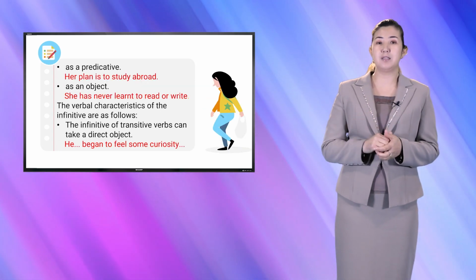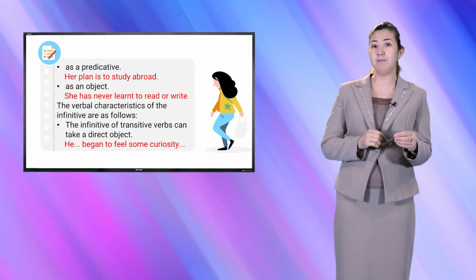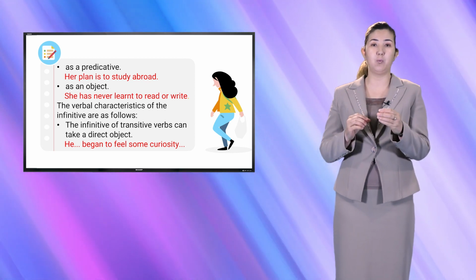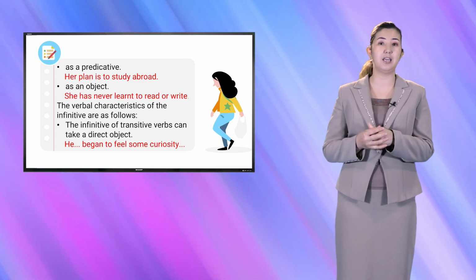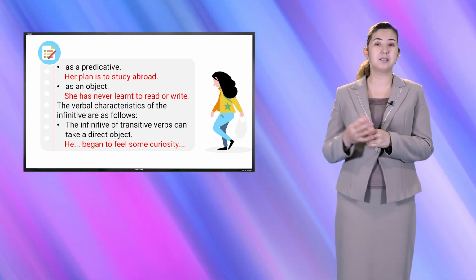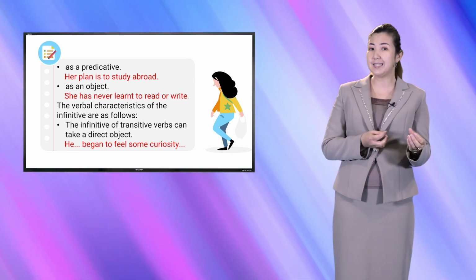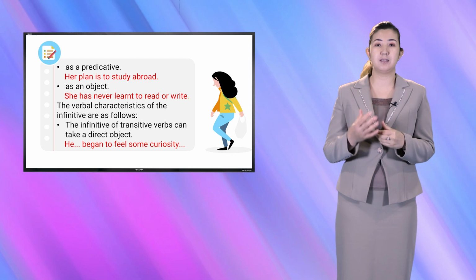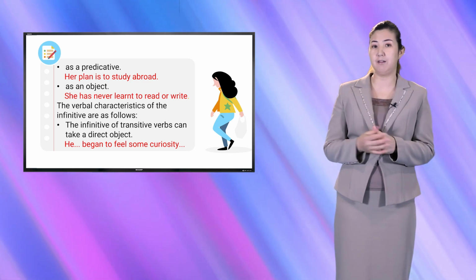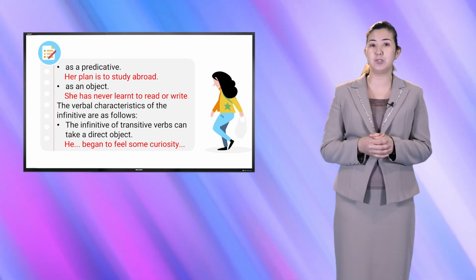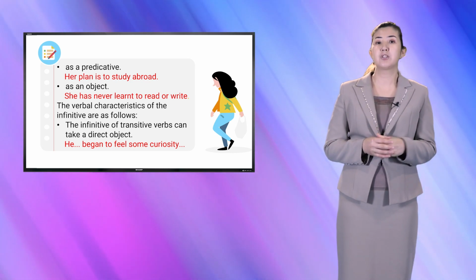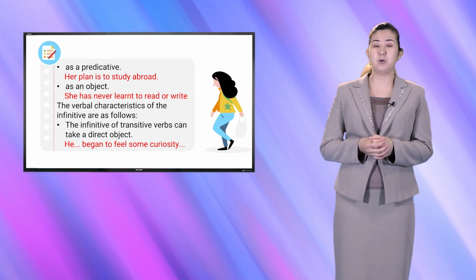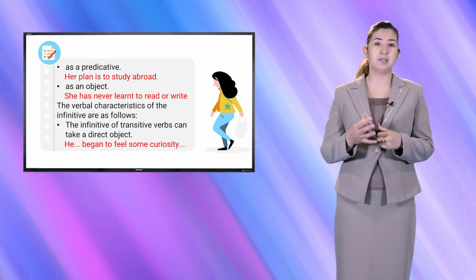The second one is as a predicative. Her ambition was to study abroad. This is the infinitive phrase, and it comes in this sentence as a predicative. What is her ambition? To study abroad. The next nominal character of the infinitive is that it can be used in the sentence as an object. He has never learned to read or write. So this is a nominal character of the infinitive.